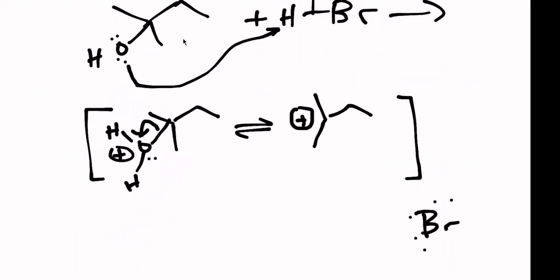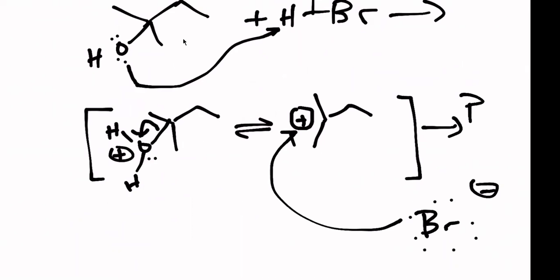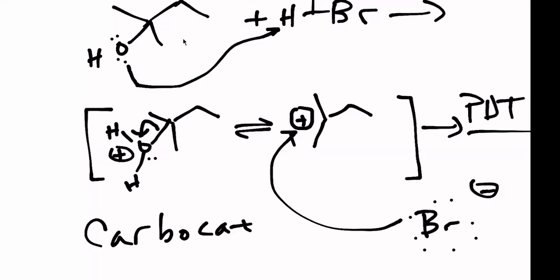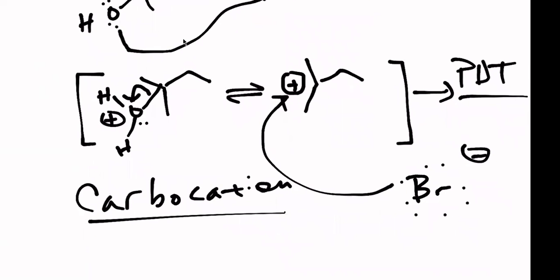So here's bromine now coming in, and it's negative, and boom, it's attacking here. So that's going to give me the product. I'm not going to draw it out because we already saw it. Right? So you go through this carbocation, which is always indicative of SN1.